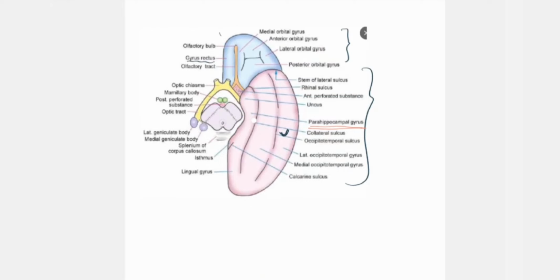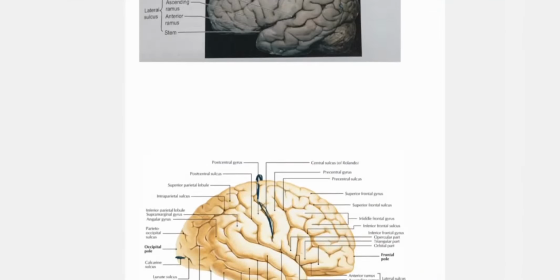So in the tentorial aspect, there are two major sulci, the occipitotemporal sulcus as well as the collateral sulcus, and on the temporal lobe there is also a rhinal sulcus which forms the uncus, and medial to the collateral sulcus there is the parahippocampal gyrus. The occipitotemporal sulcus forms the occipitotemporal gyrus, both lateral as well as medial. That's about the different sulci and gyri present in the supralateral, medial and inferior aspects.